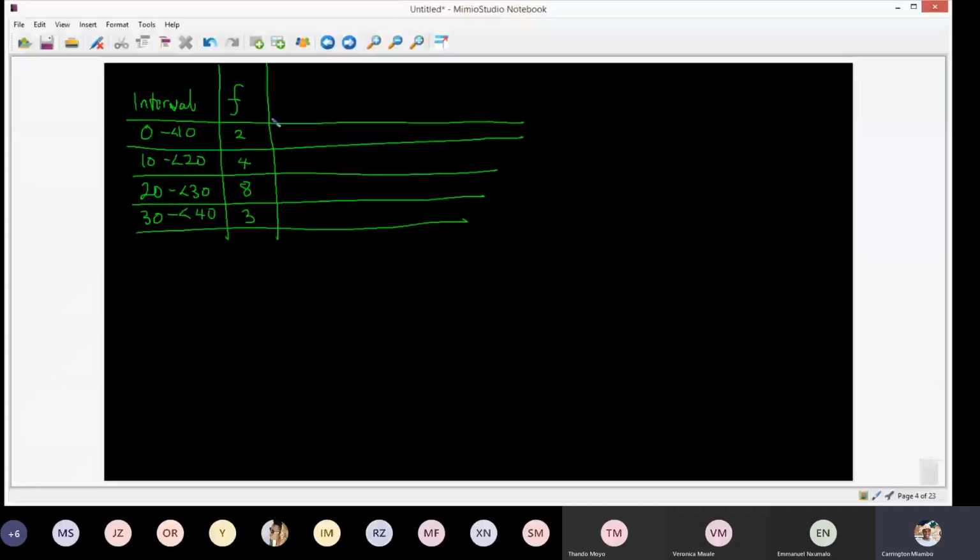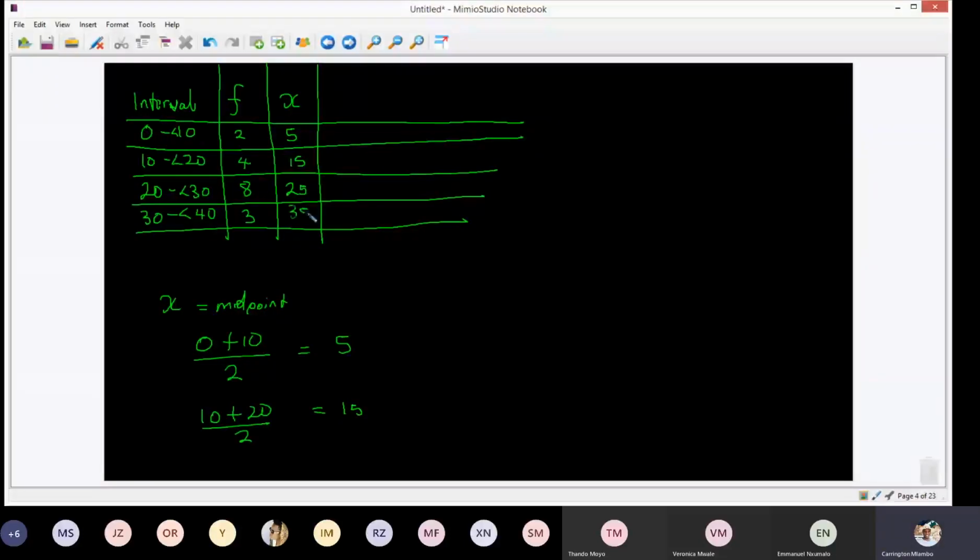Then after your frequency, you need to calculate what we call x. Right. X is the midpoint. X is equal to the midpoint of the values. So what is the midpoint between 0 and 10? So you simply say 0 plus 10 divided by 2. You get 5. Then you write your 5 here. Then you say 10 plus 20 divided by 2. Then you get 15. This is your midpoint. And your midpoint here is 25. And your midpoint here is 35. This becomes your new x.